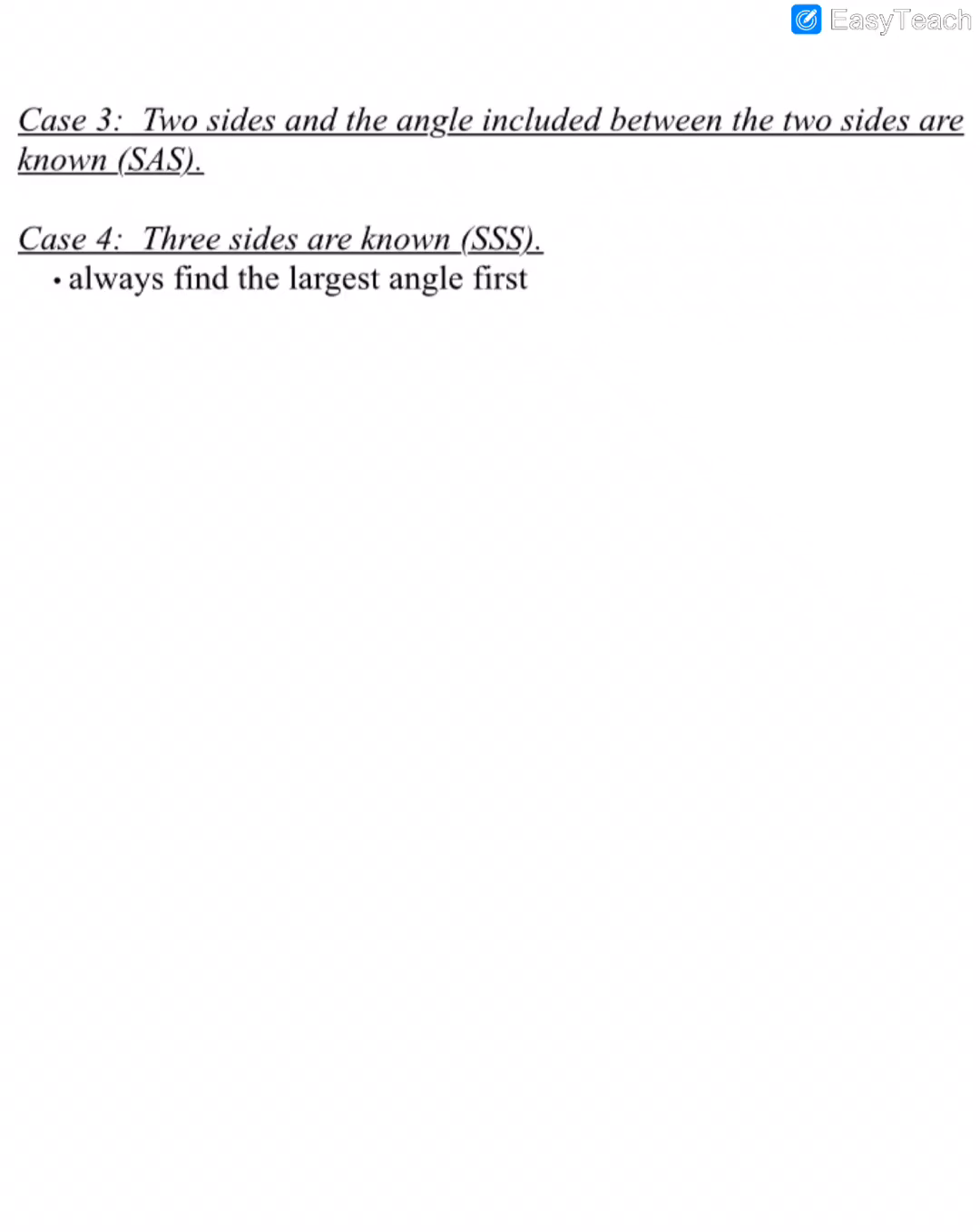If the three sides are known, always find the largest angle first, because if you want to use the law of sines to finish solving the rest of the triangle, you could get a wrong answer if you don't find the largest angle first.